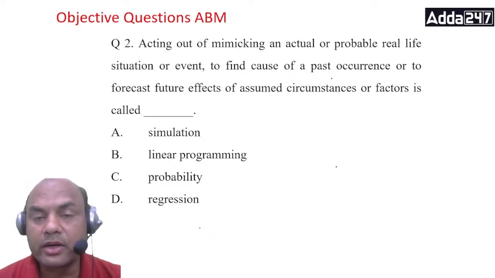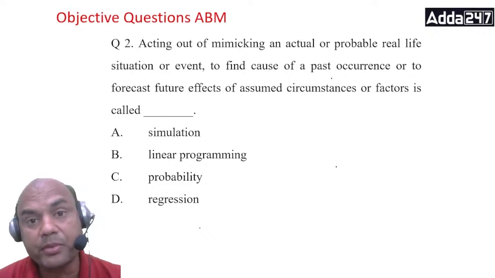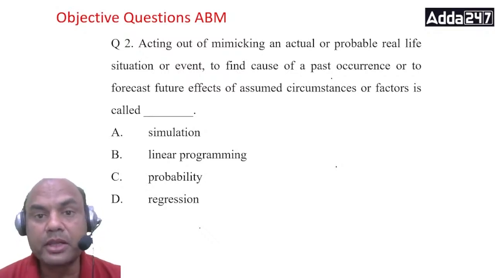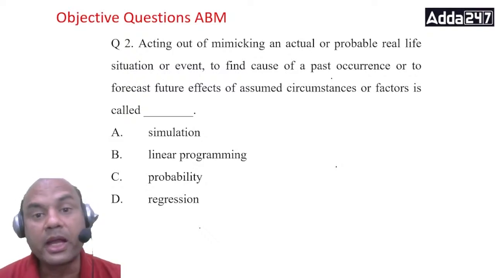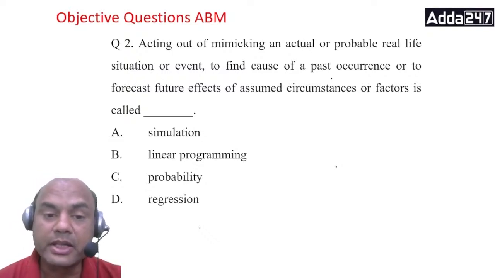Probability is totally different. There are three types of probabilities, right? Bernoulli, binomial and Poisson. These are the three main probabilities for your CAIIB. Kindly follow the probability lecture also.